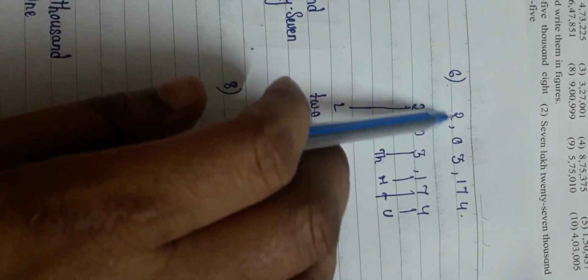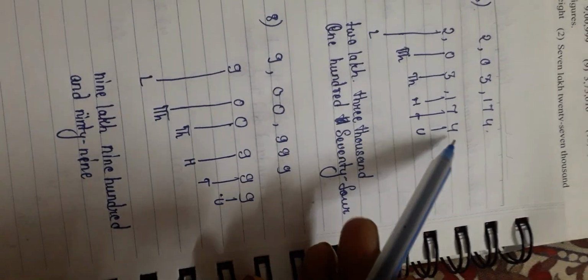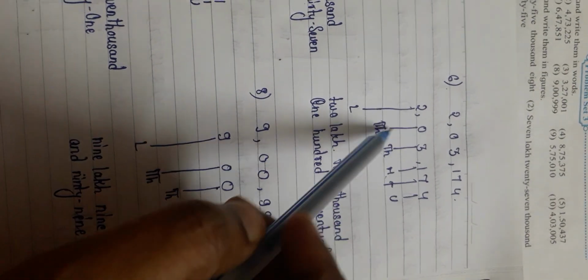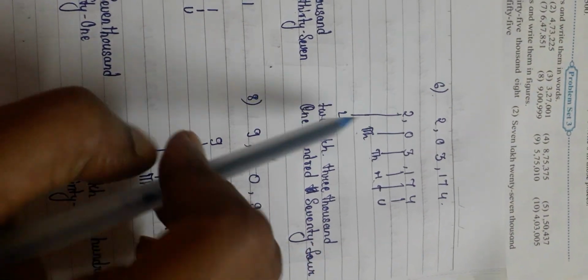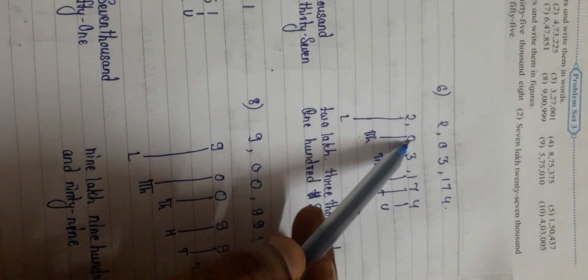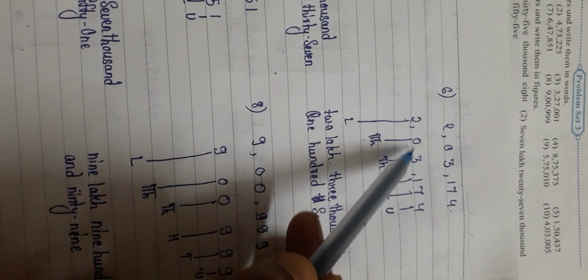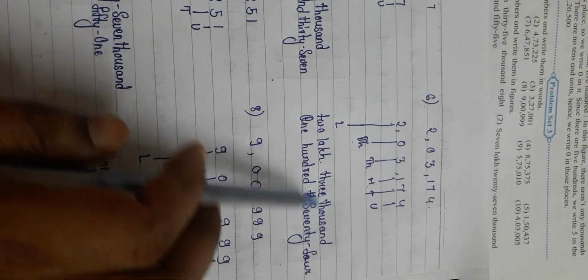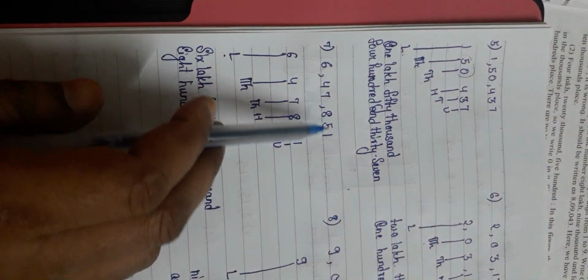Now we'll move to the next question: 203174. This we have to write in words. So 4 is in unit place, 7 is in tens place, 1 is in hundred place, 3 is in thousand place, 0 is in ten thousands and 2 is in lakh. So 2 lakh, here 0 is there, so we leave this. Then 3,174. So this will be 2,03,174.